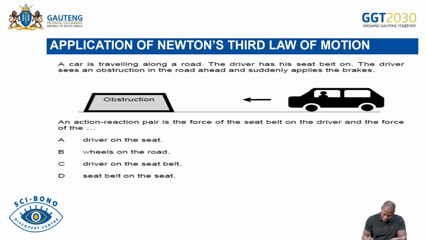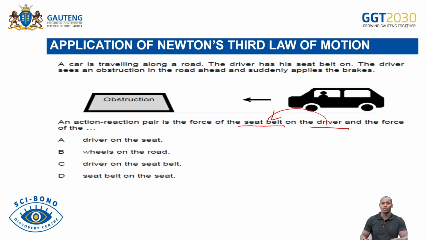So here, first thing that you need to do, check when it comes to the action force, the objects that are involved there, okay? There is a seat belt and the driver, right? So even when it comes to reaction, there must be a seat belt and the driver. So if your action is force seat belt on driver, then the reaction will be force driver on the seat belt. So it's the other way around.